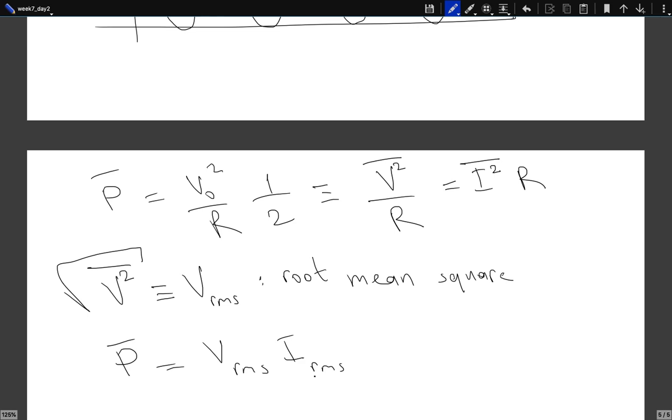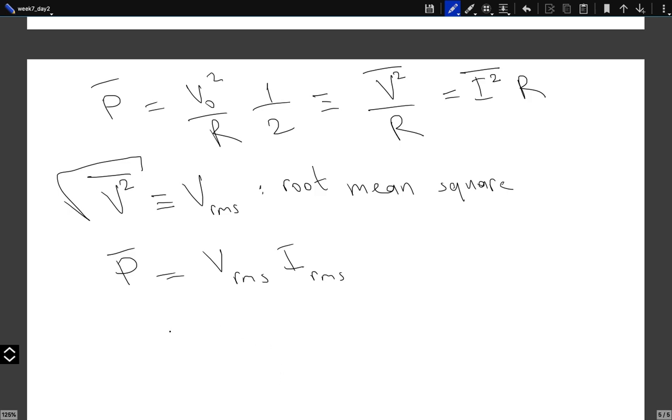So the average power is given by the RMS potential difference multiplied by the RMS current, if you like. In this sense, this expression is as if the circuit was a DC circuit with the potential being the RMS potential and the current being the RMS current.